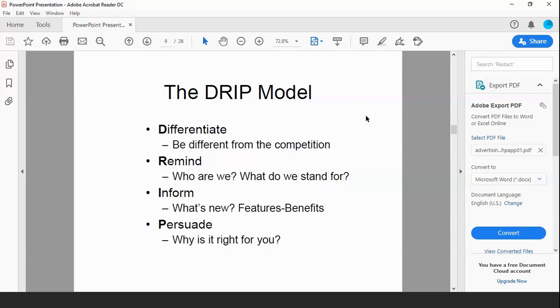Then we have the DRIP model, which means to differentiate and then remind, inform, and persuade. Now, the DRIP model is very important to understand when we are operating in fierce competition, when the switching costs of products are low, and it's possible to shift from one to another very quickly. For example, these days the telecom industry has lower switching costs as compared to 10 years ago, because then it would not be easy to change your number or to switch to another operator.